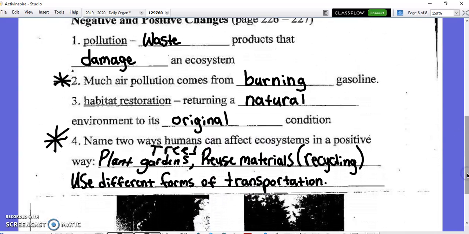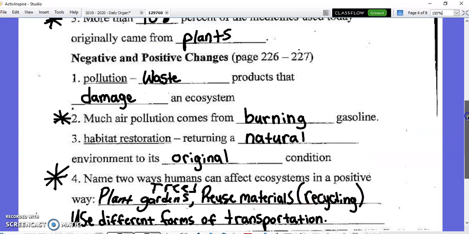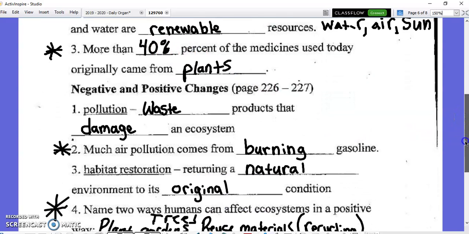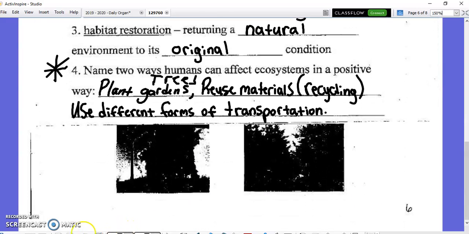2 ways humans can impact an ecosystem in a positive way: planting trees or gardens, reusing materials or recycling, using different forms of transportation. When we plant trees, that goes back to what we were discussing above. Those plants make up 40% of the medicines we use today. And because we're planting it, we're making it a renewable resource that we can then use over and over again.